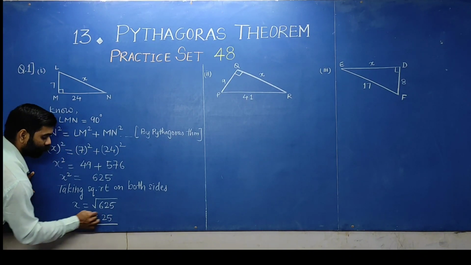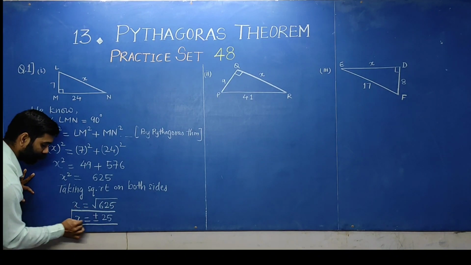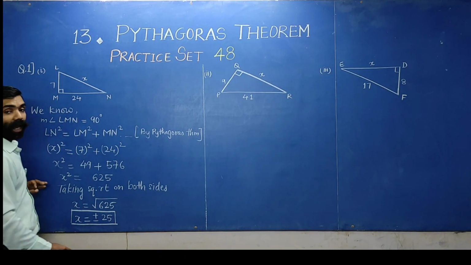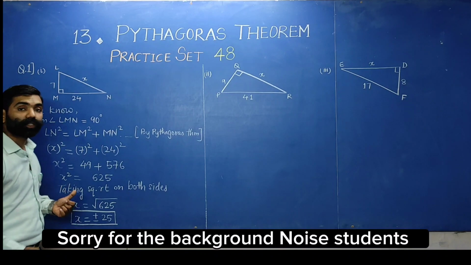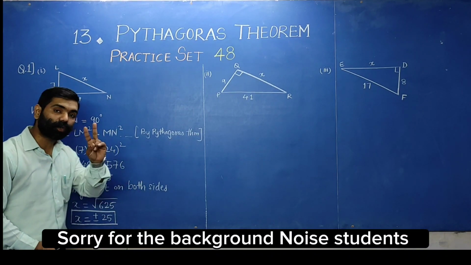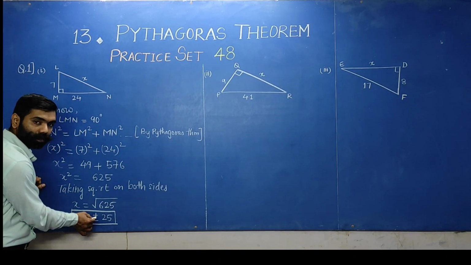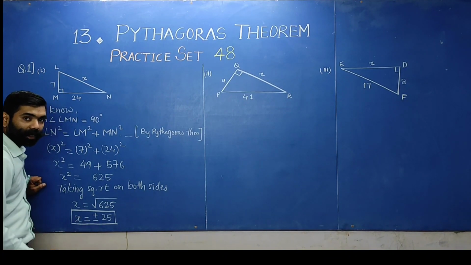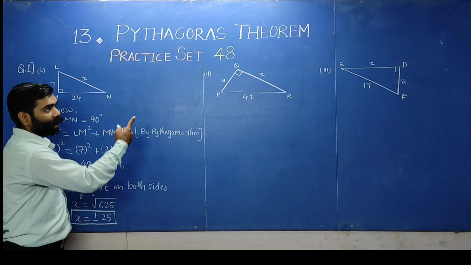Here we will take only the positive value, as when we take a square root, students, it comes in two values, minus and plus. Okay, so we will take the plus sign. Keep in mind. Now second question.